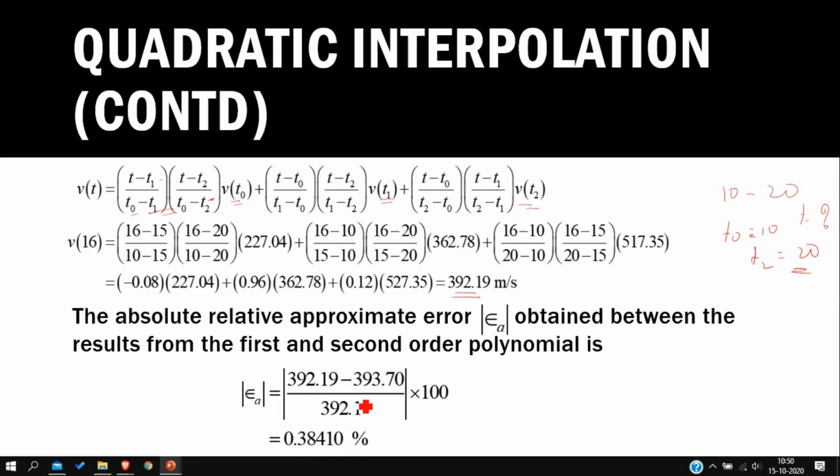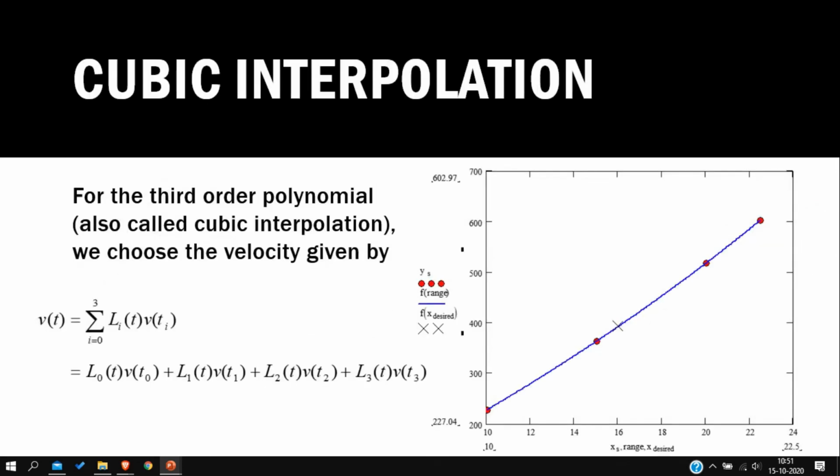Now in the question it is given that we have to go for the cubic polynomial also. So we are going for the cubic interpolation. In the case of the third order polynomial, also known as the cubic interpolation, v of t is sigma i equal to 0 to 3 Li(t) v(ti). Here we need L0, L1, L2 and L3.